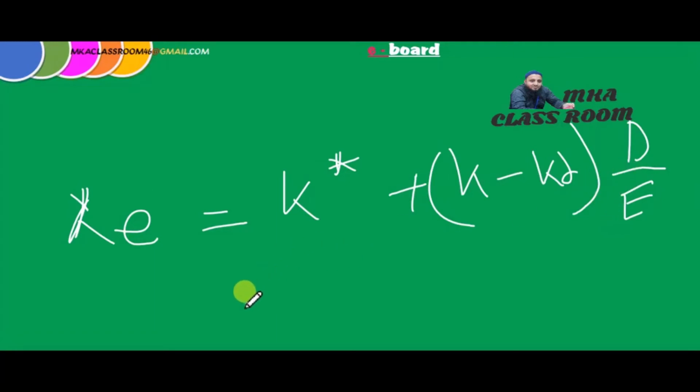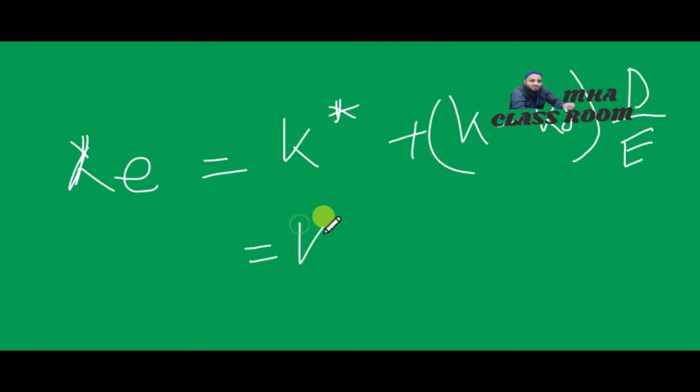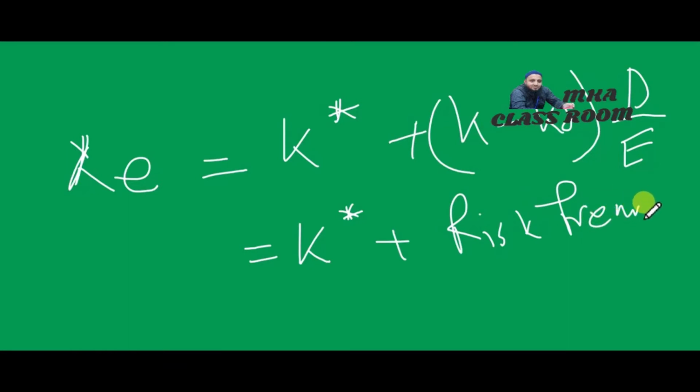So it will be in this form: K star plus risk premium. Therefore, as a company increases the portion of debt in its capital structure, the cost of equity increases so as to exactly offset any disadvantage from using debt.